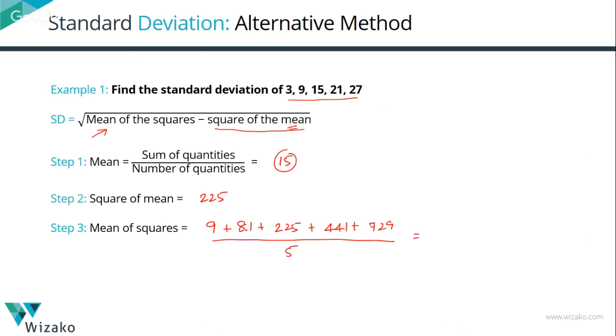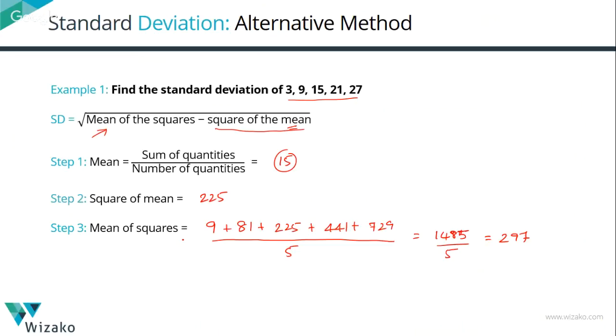9 plus 81 is 90, plus 225 is 315. 315 plus 441 is 756, plus 729 is 1485. Sorry, 1485 is the answer to this. This divided by 5 is the mean of the squares. 1500 by 5 is 300. 15 by 5 is 3 less, which gives us 297.